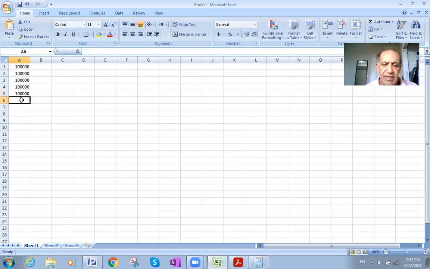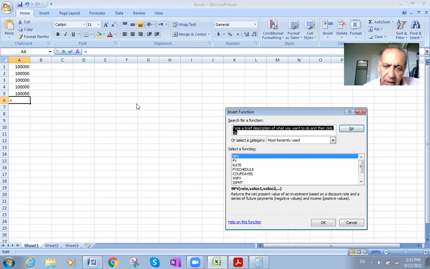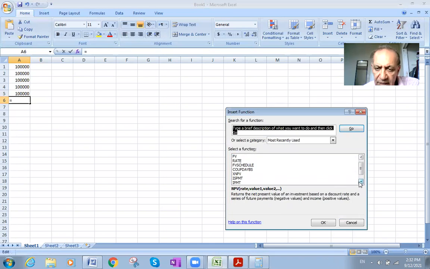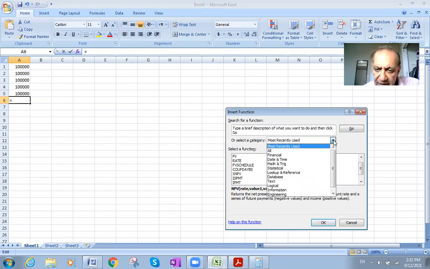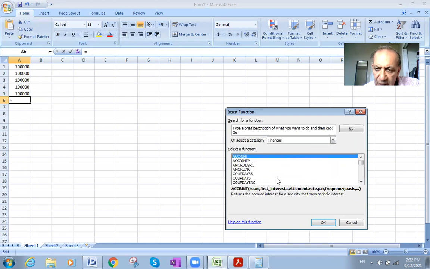And now I want to get the built-in function of the present value. So I will go to the net present value, or NPV. I will check from the financials. I will go to the financial category. Then I will take the NPV value, net present value.